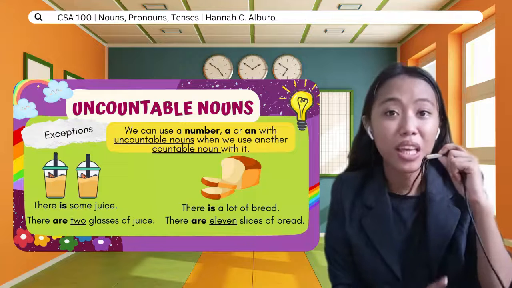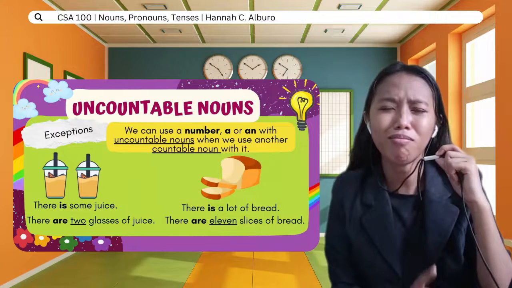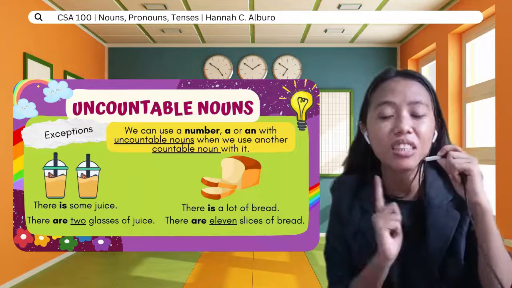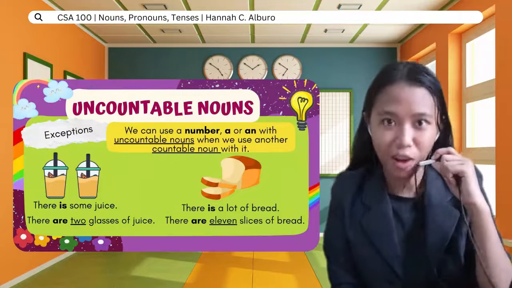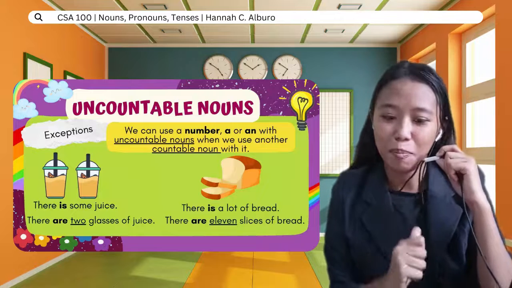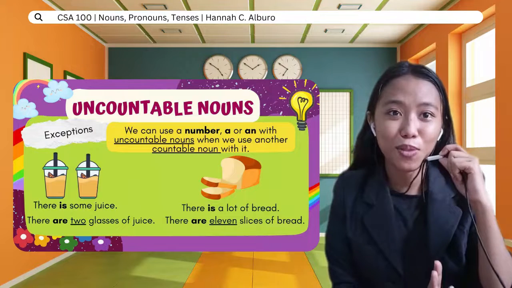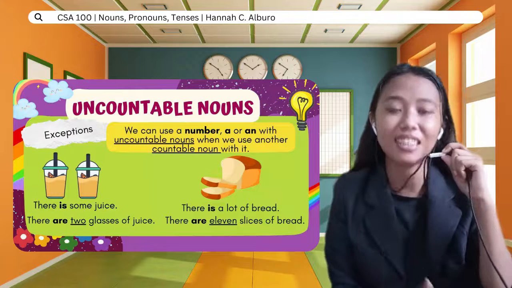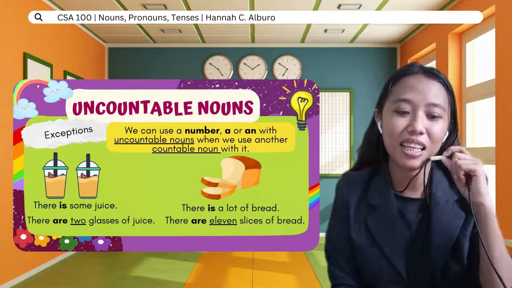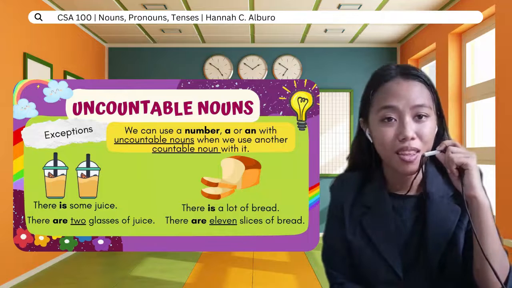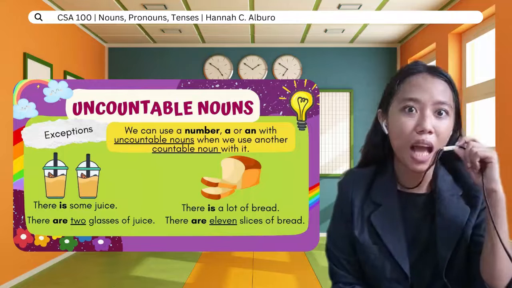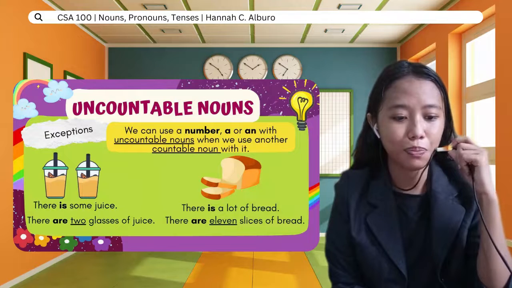So now we can quantify the juice based on how many glasses there are, 'di ba? So there are 2 glasses of juice. We can now count the juice, no? Based on the glasses. Okay, so that is the clear representation of this idea. The exceptions. Okay, now for the next example.